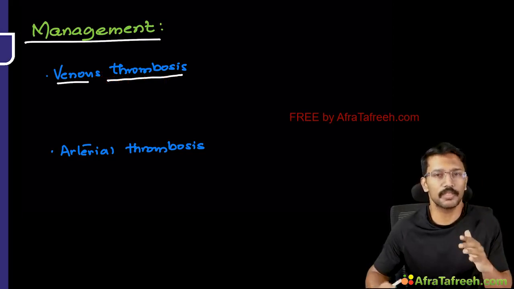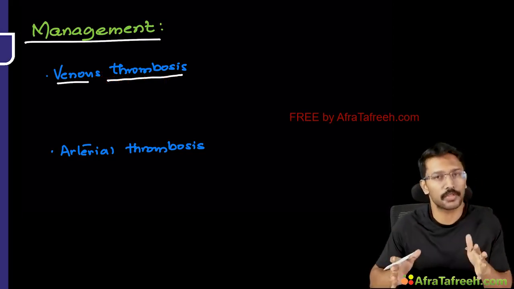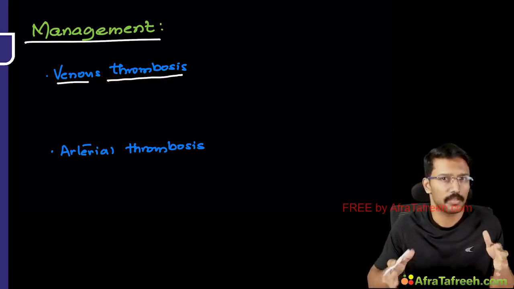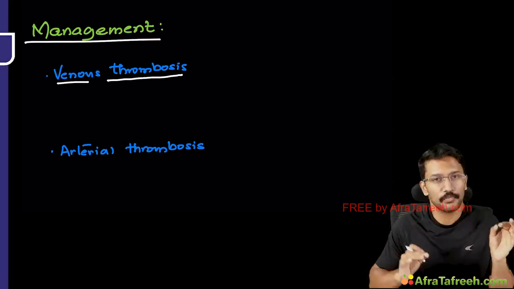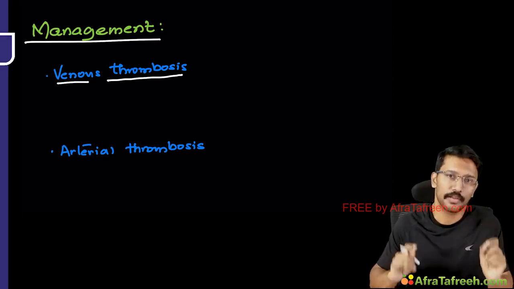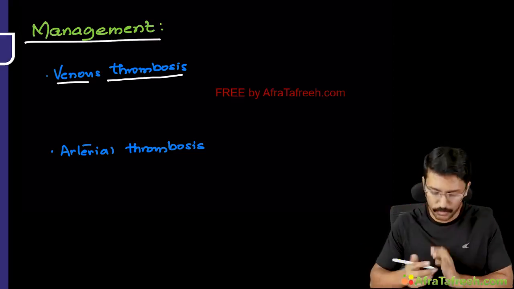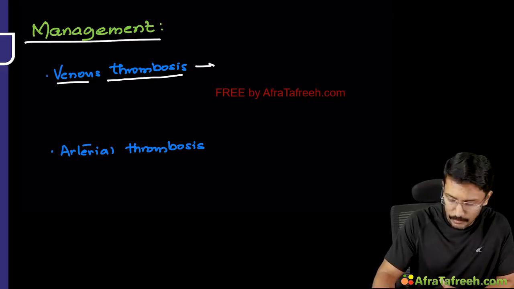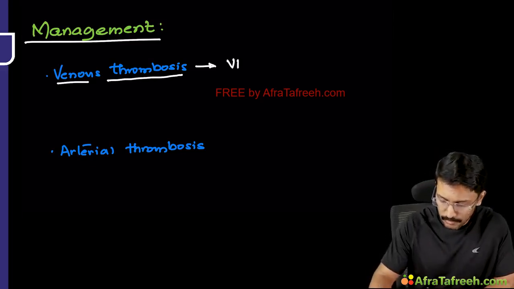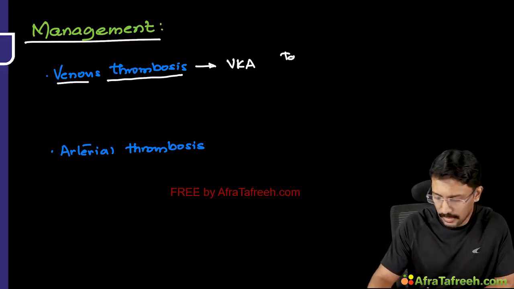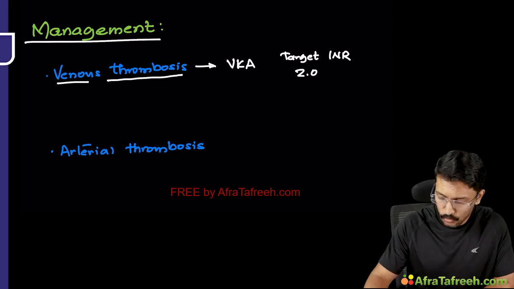For obstetric complications, we can deal during the pregnancy period. There is no need for the lifelong anticoagulation. But for patients with the history of arterial or venous thrombosis, the anticoagulation is for lifelong. Okay. So any patient who presented with an episode of venous thrombosis should be treated with vitamin K antagonist, and the target INR in that case would be 2 to 3.